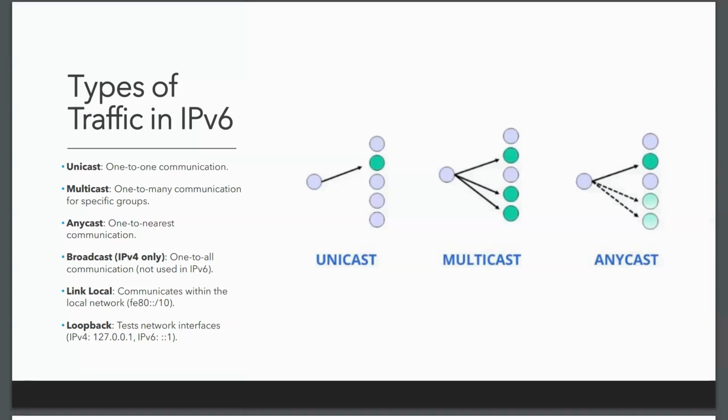Unicast is the most common, where data is sent from one source to a specific destination. Multicast sends data from one source to multiple recipients who are interested in receiving it. Anycast sends data from one source to the nearest destination. IPv6 eliminates broadcast, which is common in IPv4. Instead, V6 uses link local addresses to communicate within a local network, and the familiar loopback address is represented in IPv6 as ::1.